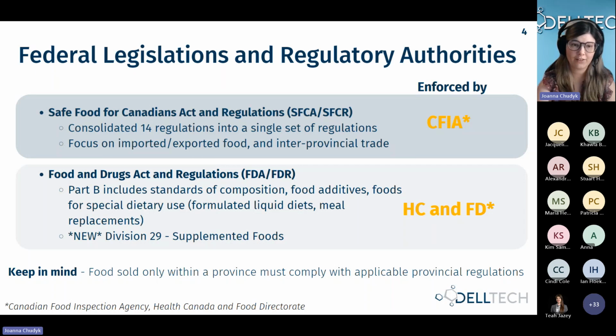So I know it can be a little intimidating to have two different acts and regulations to reference when you're trying to bring your product into Canada compliantly. But once you familiarize yourself with these regulations and understand where to go for what type of information, it will become a lot more clear.